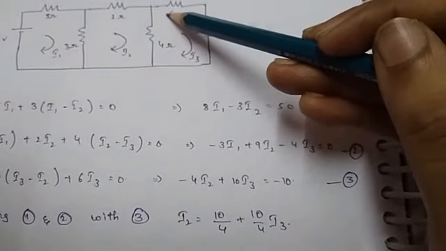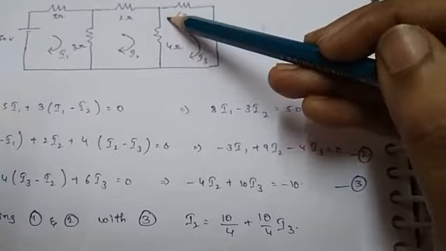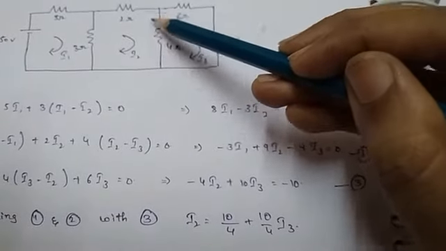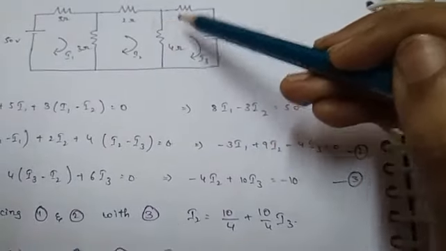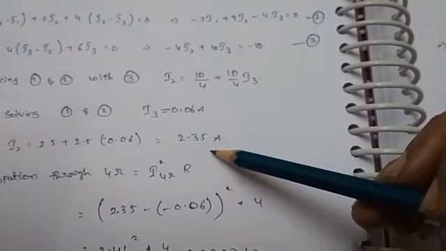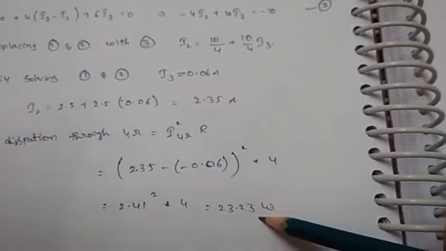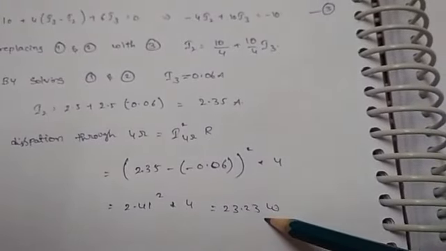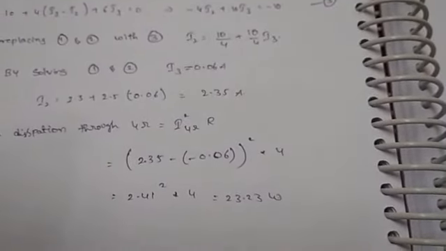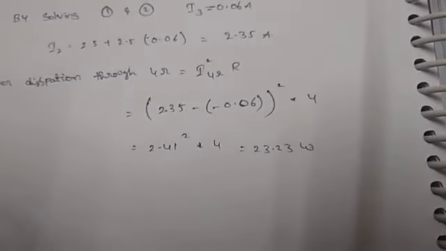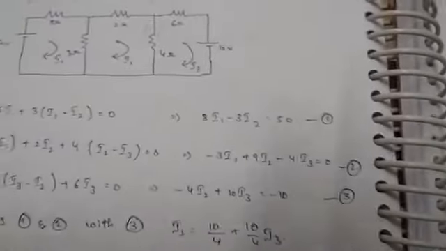So this is the way. The final current for the 4 ohm resistor is I2 from this side and I3 from this side. So the overall current will be this one, and this is the final answer. Okay, so this is the mesh analysis in the case of DC circuits.